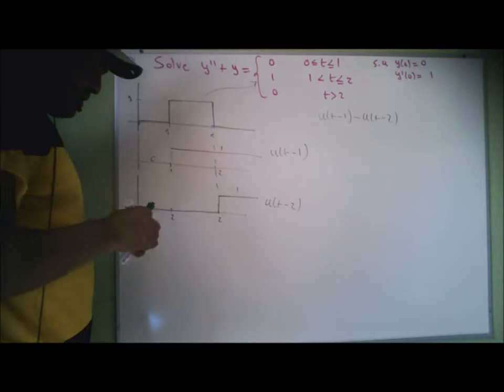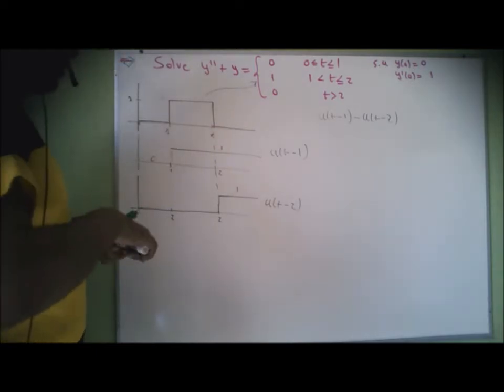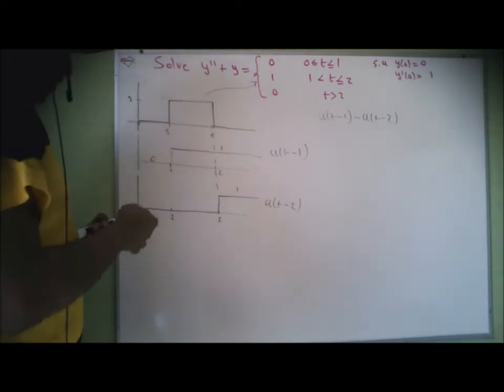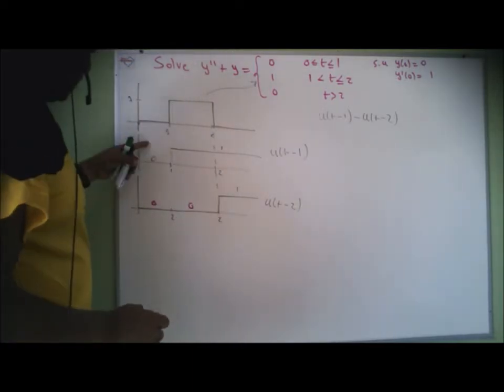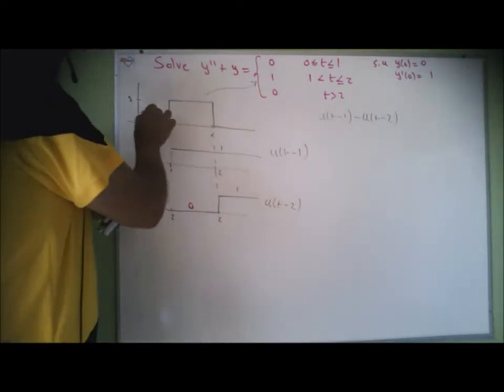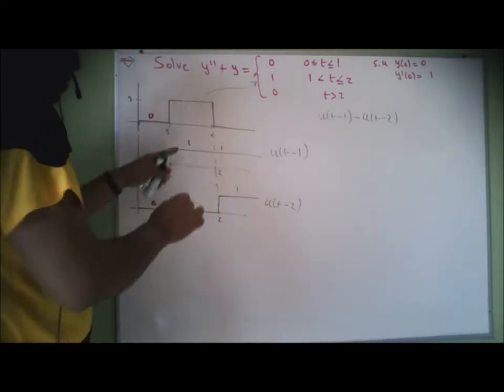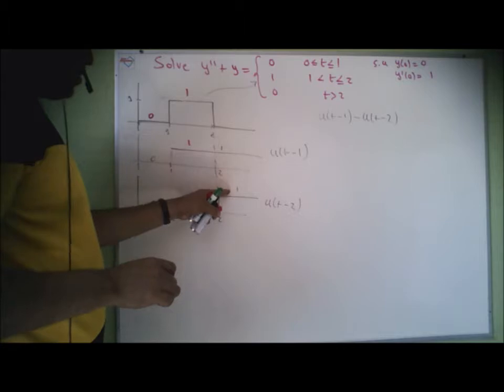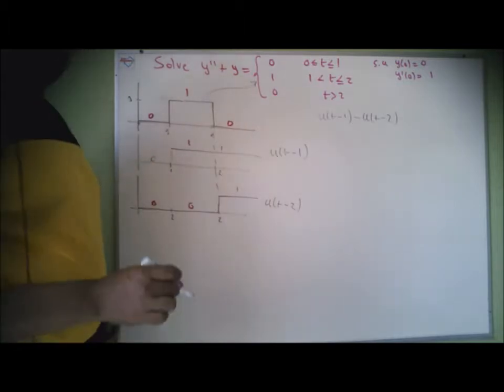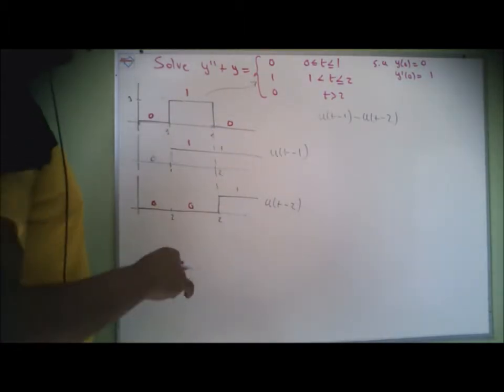If we do a subtraction, what should be the result? Well, if we do this, this is 0, 0, and then 1. 0 minus 0, 0. 1 minus 0, 1. 1 minus 1, 0. Okay, so that is the function.